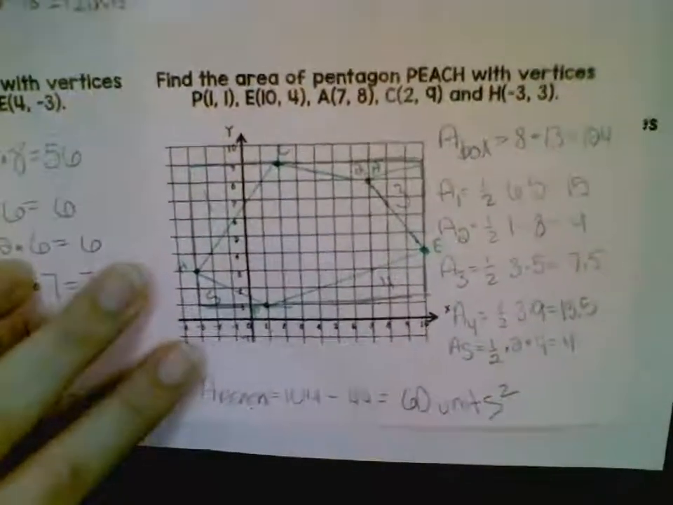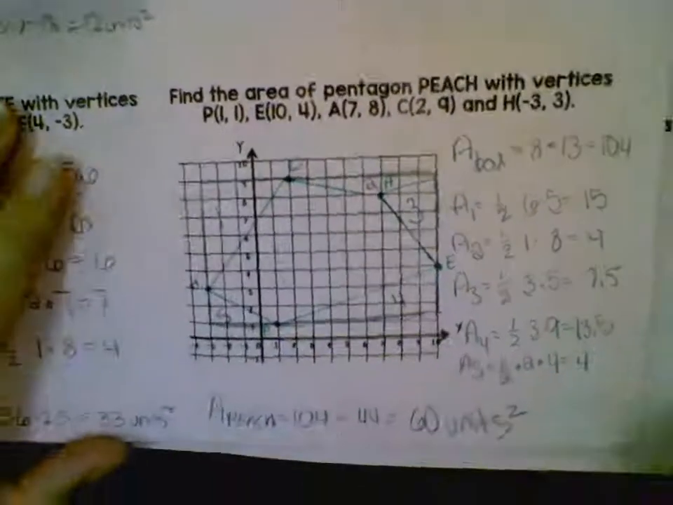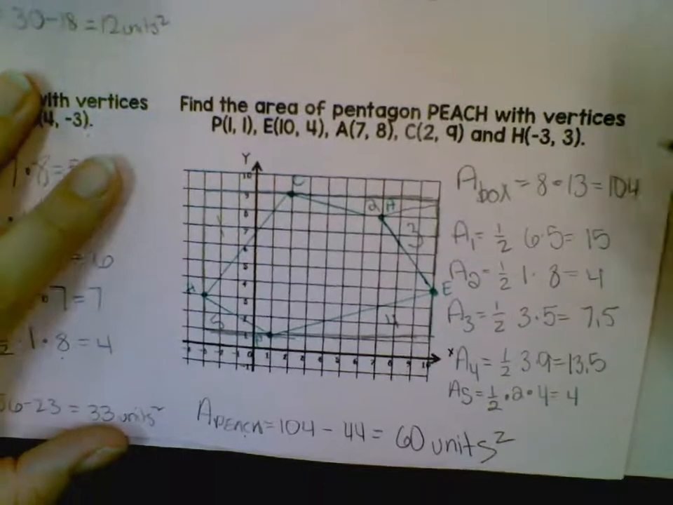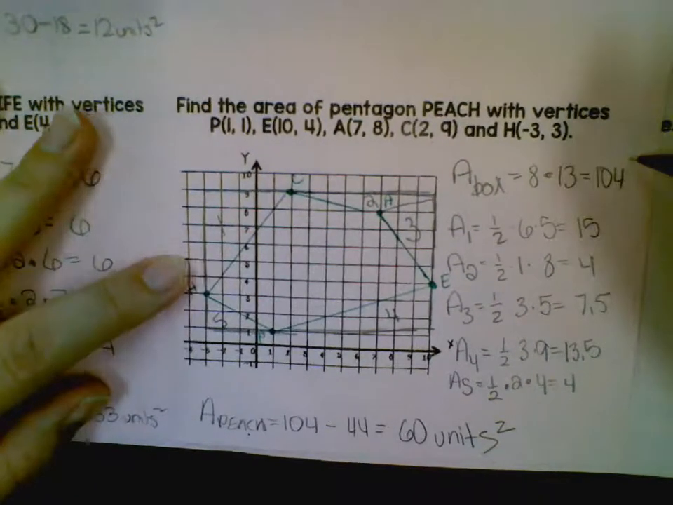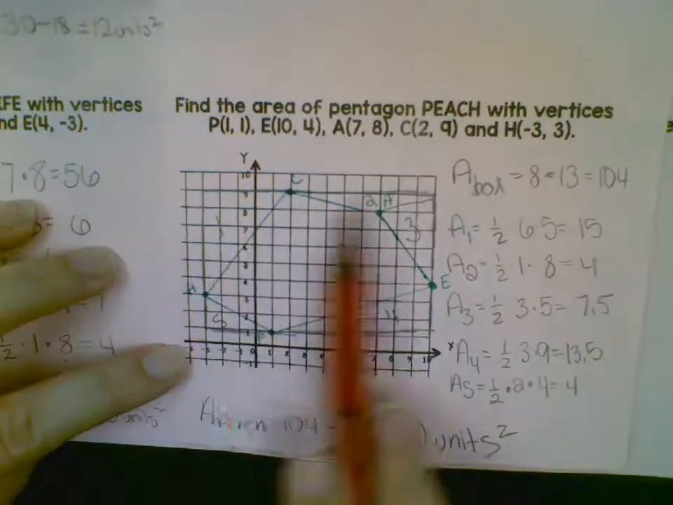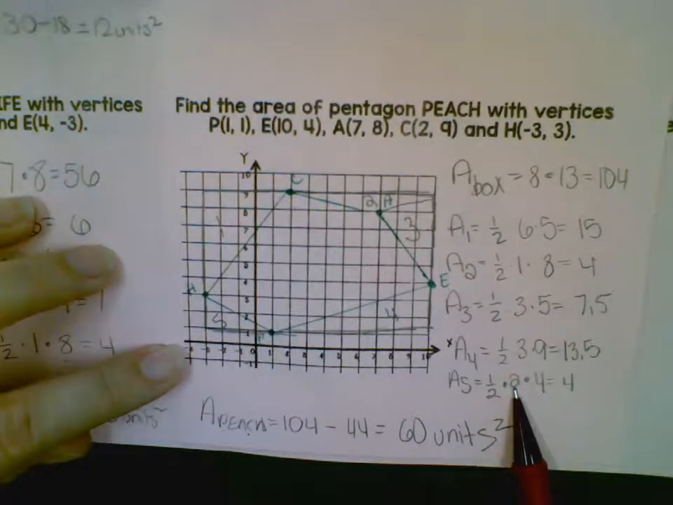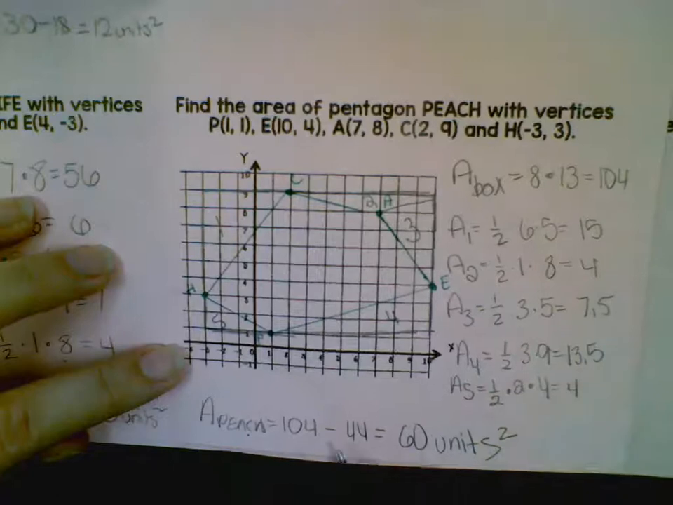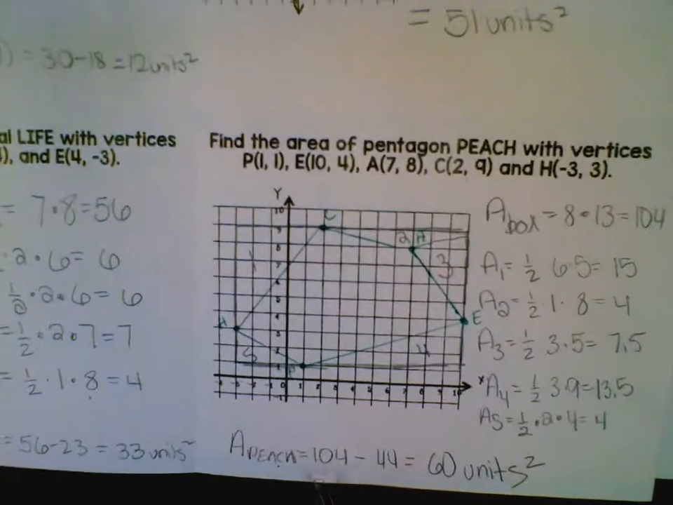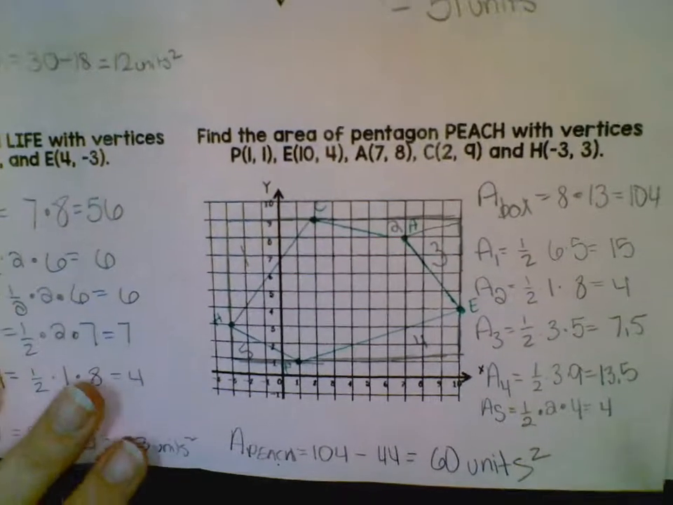Okay, so we got that our whole box was 8 times 13, so 104. And then I found the area of each of my 5 triangles, and I added those together and subtracted it from 104 and got that the area of that pentagon is 60 units squared.